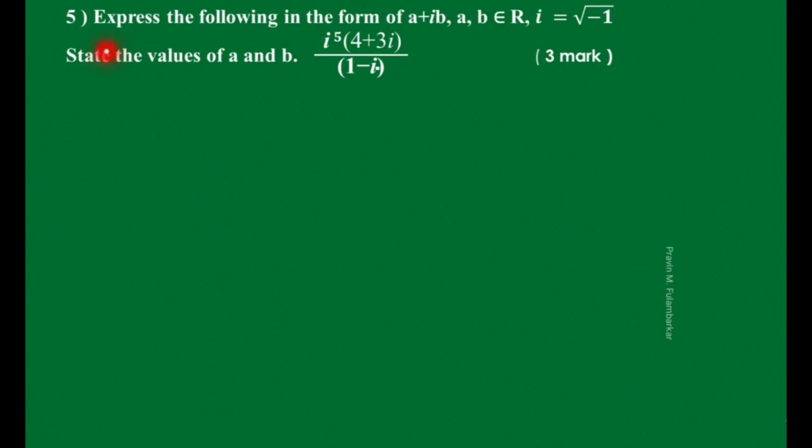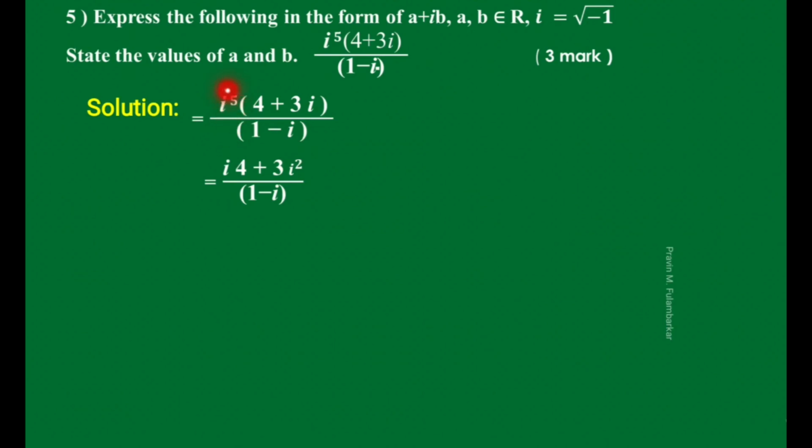Now see the last question. Express the following in the form of a plus ib, where a, b belong to R, i equals square root of minus 1. State the values of a and b. So see the form: i raised to the power 5 into (4 plus 3i) upon (1 minus i). First we reduce the power 5 as i raised to the power 4 into i. We know that i raised to the power 4 is 1, into i, which we write i. So we replace this i raised to the power 5 by i.